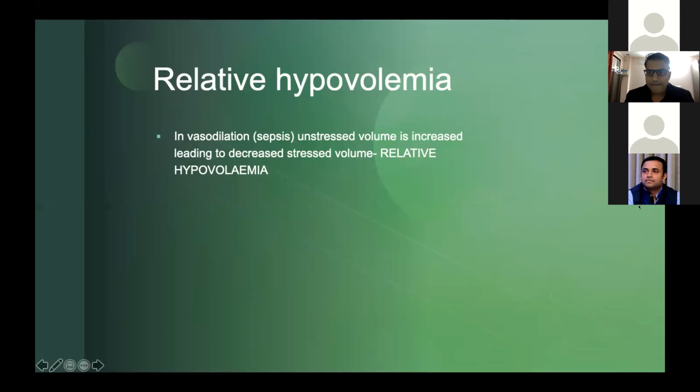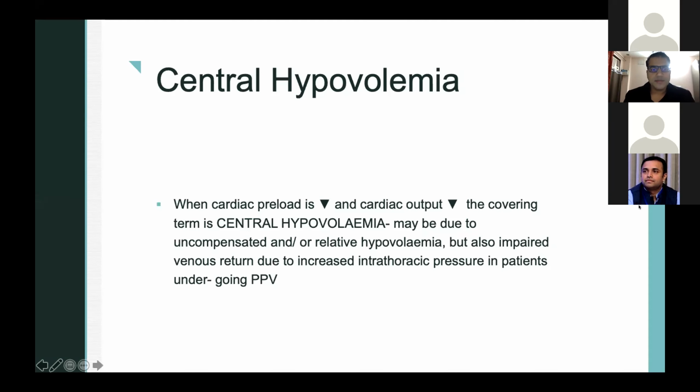And then there is something called central hypovolemia. When the cardiac preload is decreased and cardiac output is decreased, the covering term is called central hypovolemia, which may be due to uncompensated or relative hypovolemia, or both, but also impaired venous return due to increased intrathoracic pressure in patients undergoing positive pressure ventilation.